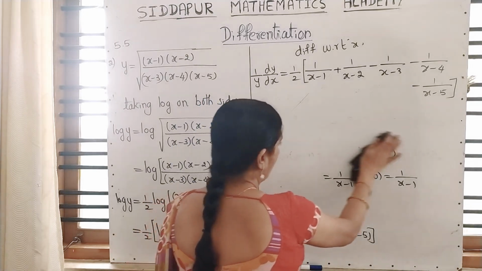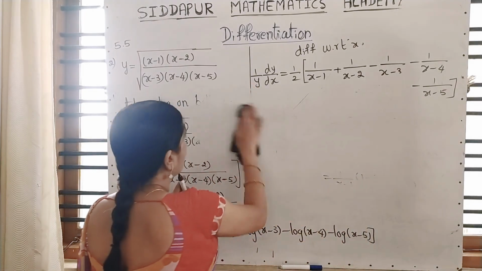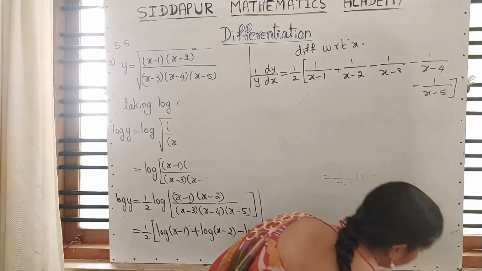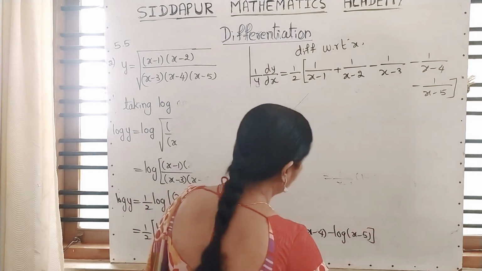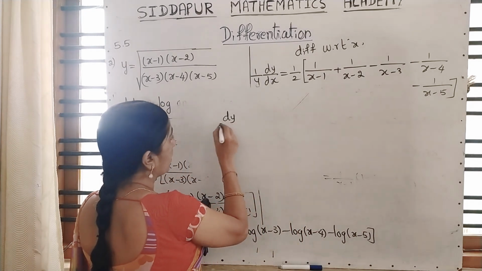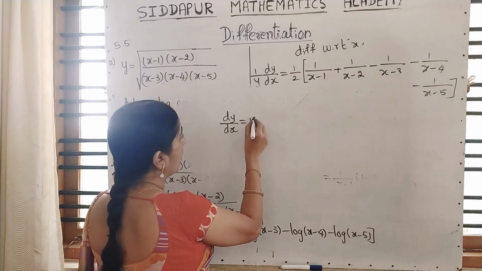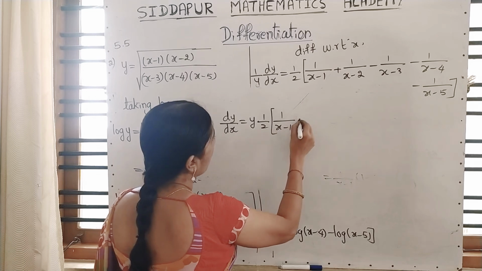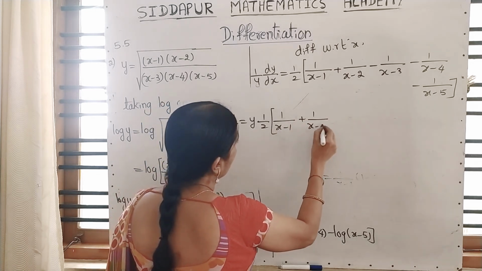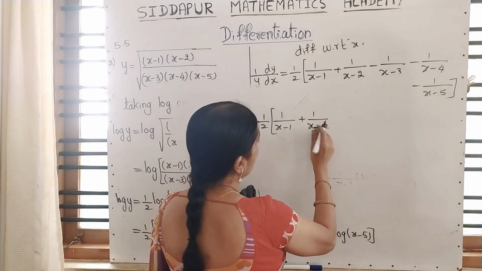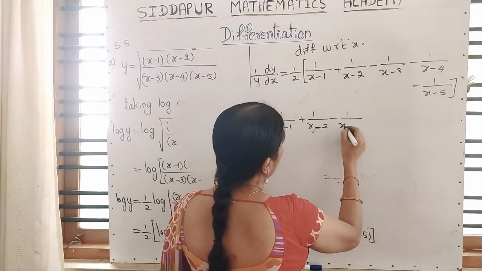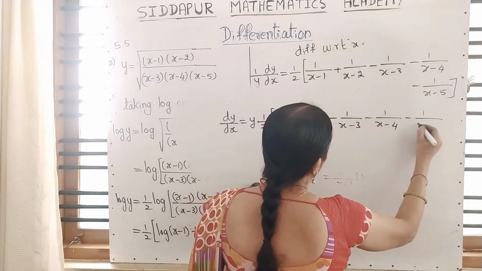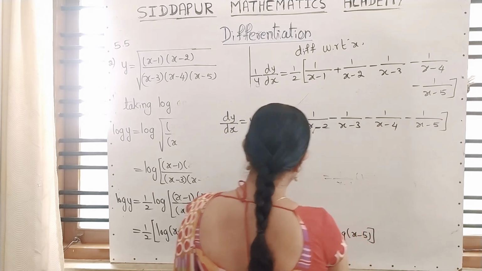I explained that concept here. Now, what is dy upon dx then? Dy upon dx is y into 1 by 2, 1 upon x minus 1 plus 1 upon x minus 2 minus 1 upon x minus 3 minus 1 upon x minus 4 minus 1 upon x minus 5.